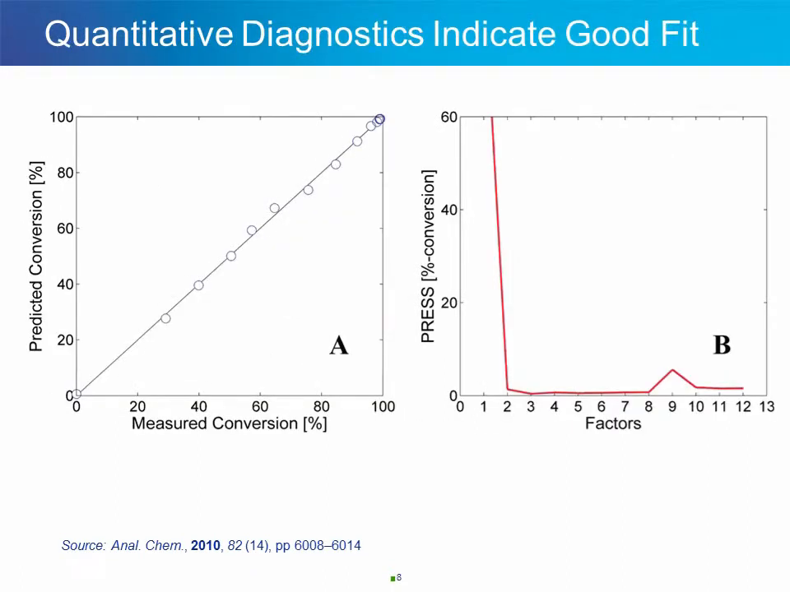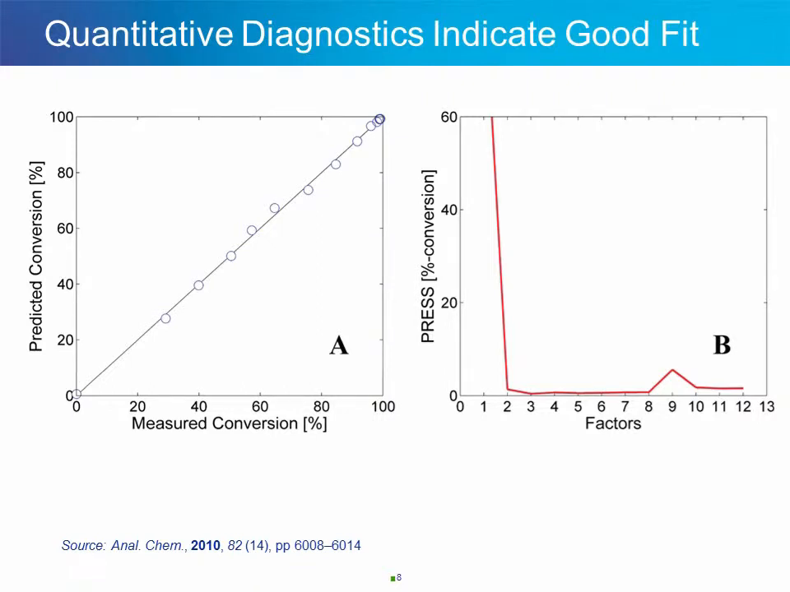For the reaction yielding myristyl myristate, a cross-validation of the quantitative model is shown on the left as Figure A. A cross-validation individually removes each standard from the model dataset and then predicts its concentration with the remaining data being used to generate the quantitative model. Here we see what appears to be a good correlation between the measured and predicted conversion.